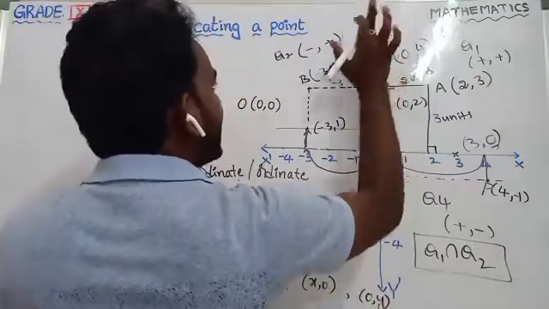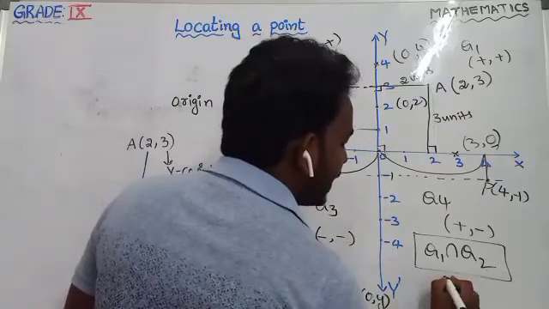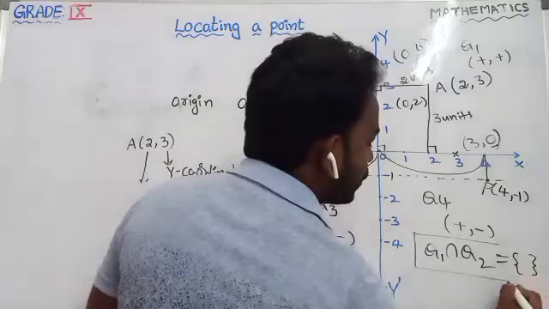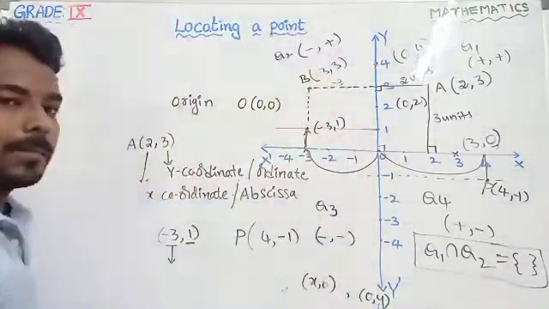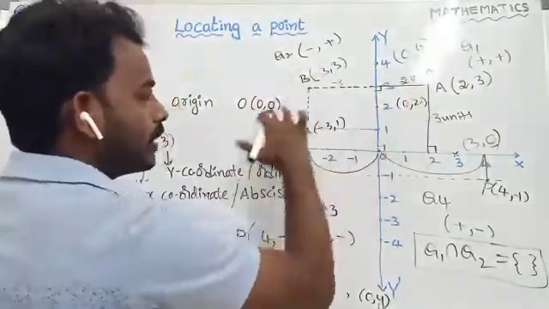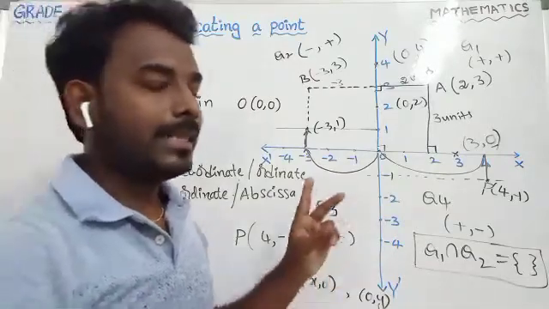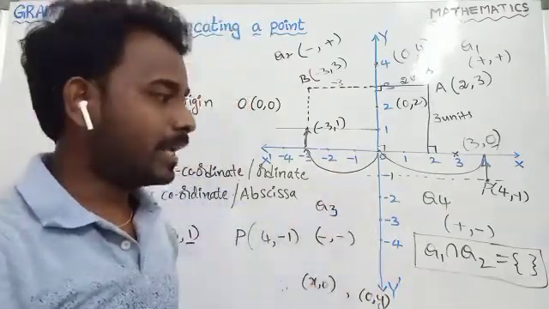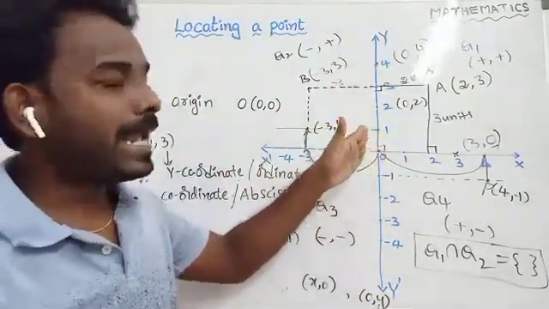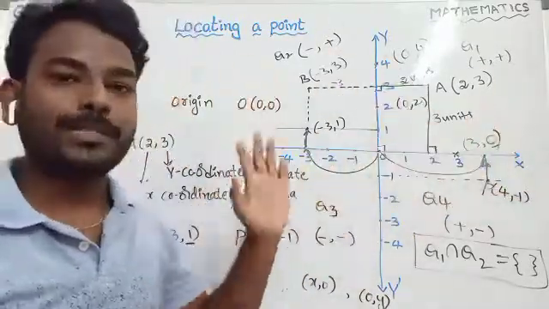You may consider the positive direction of the y axis. No, this is not the correct answer. There is no common point; you say it is the empty set. There is no common region between any two quadrants, not only quadrant 1 and quadrant 2. There are no common points between any two quadrants in the coordinate plane. So this positive direction of the y axis does not belong to quadrant 1 or to quadrant 2 as well.